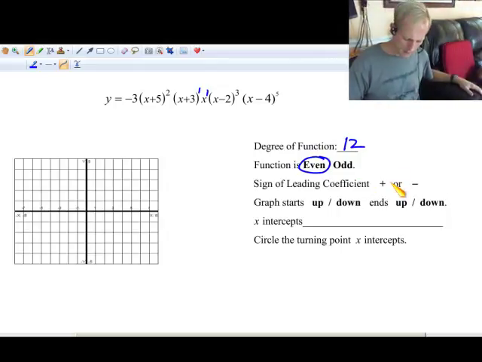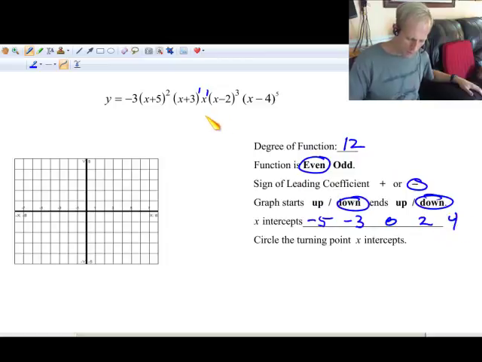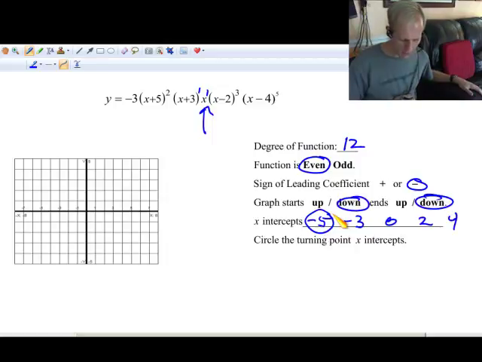And let's see, what would the sign of the leading coefficient be? Okay, I have a negative 3, so that's negative. And then even negative is down, down. The x-intercepts are negative 5, negative 3, 0, 2, and 4. Because remember, whenever you have x as a factor, that corresponds to an x-intercept of 0. So which ones are turning points? That would be the first one, because it comes from a factor that has an even exponent, which is 2.